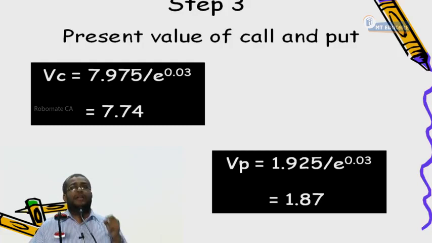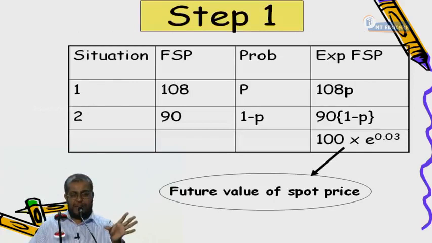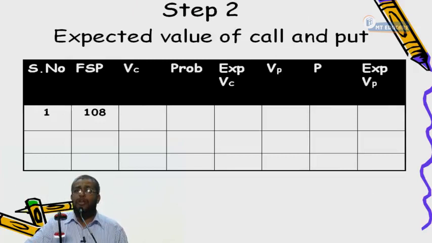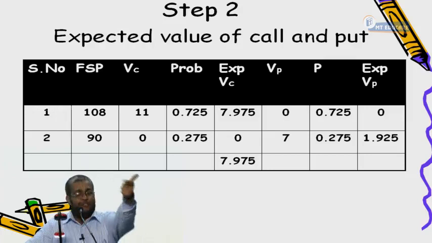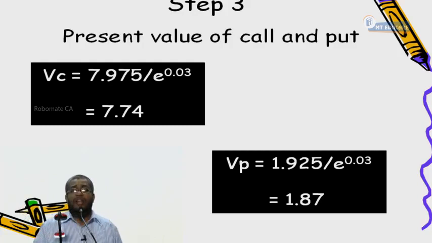First of all, did you understand the procedure for calculation? Yes, sir. How many steps are there? Three. The first step is to calculate the risk neutral probability. How do you calculate it? Equate the expected FSP to the spot price compounded to the future and find out P and 1 minus P. Once I know the probability, the next step is to find out the expected value of call and put using the probability you have found. Once you finish the second stage, I know the future value of call and future value of put. How do we calculate the present value of call and put? Discount by 3 months. Everybody understanding it or not? Now, this is what we call the risk neutral model for option valuation. The model can value both call as well as put option. Please respond, yes or no?